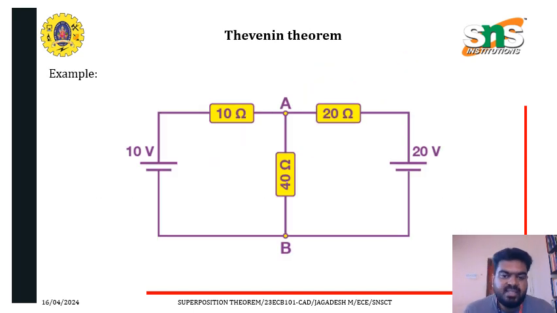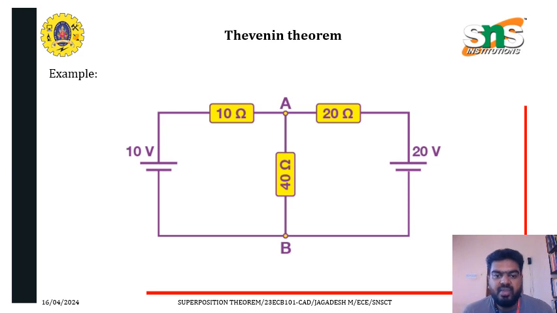So let us see an example so that you can understand the Thevenin theorem easily. Here we have one circuit diagram which consists of two voltage sources, namely 10 volts and 20 volts, and three resistances, that is 10 ohm, 40 ohm, and 20 ohm, and two nodes, A and B. So for this given circuit diagram, we are going to apply the Thevenin theorem.